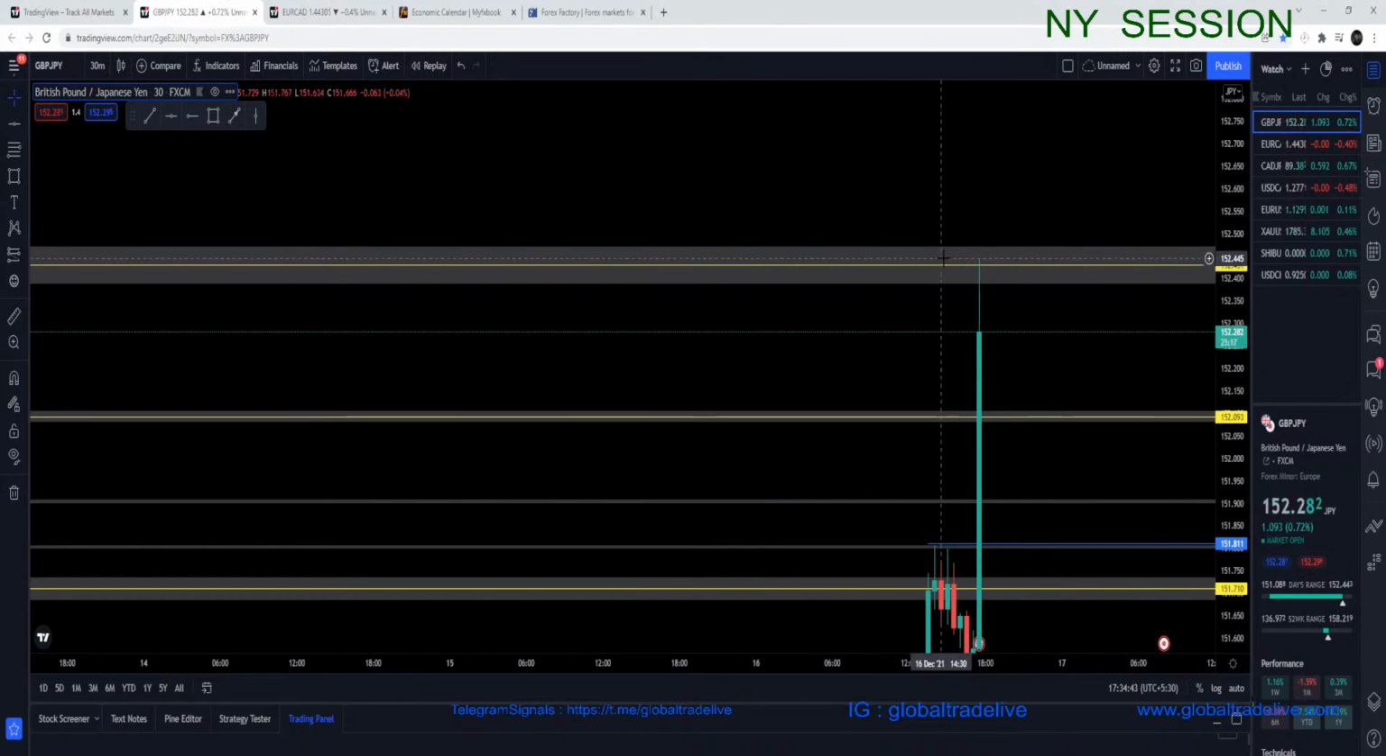So I'm gonna wait for this 3-minute candle to close, because after that time, news effect will be gone and normal trading can be done.